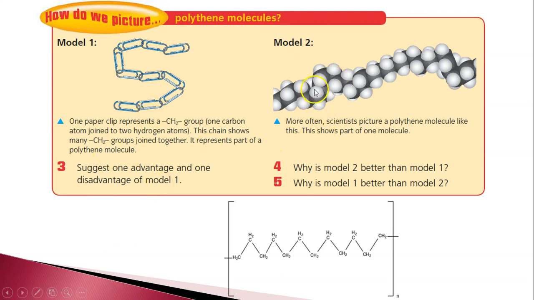This is the 3-dimensional structure. Hope you are able to imagine this one also. This is the same thing that I showed before. This is a 3-dimensional structure. More often, the scientists picture a polythene molecule like this. This shows a part of only one molecule. We know that there are so many molecules combined. This is a part of one molecule.